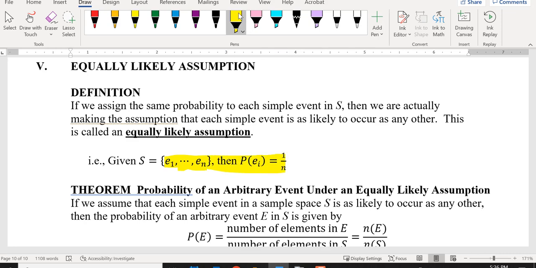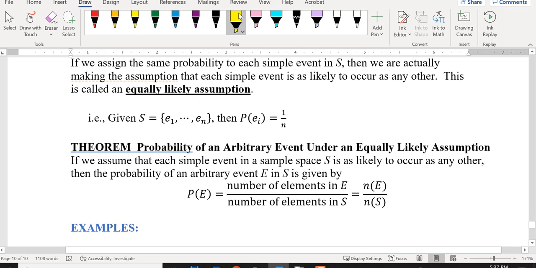Okay, we have a theorem that says, given the probability of an arbitrary event under an equally likely assumption. Say that 10 times real fast. Okay, if we assume that each simple event in a sample space S is as likely to occur as any other, then the probability of an arbitrary event E in the sample space is given by, and this is what I told you up above in a previous example, it's no coincidence. The probability of an event is the number of elements in the event divided by the number of elements in the sample space.